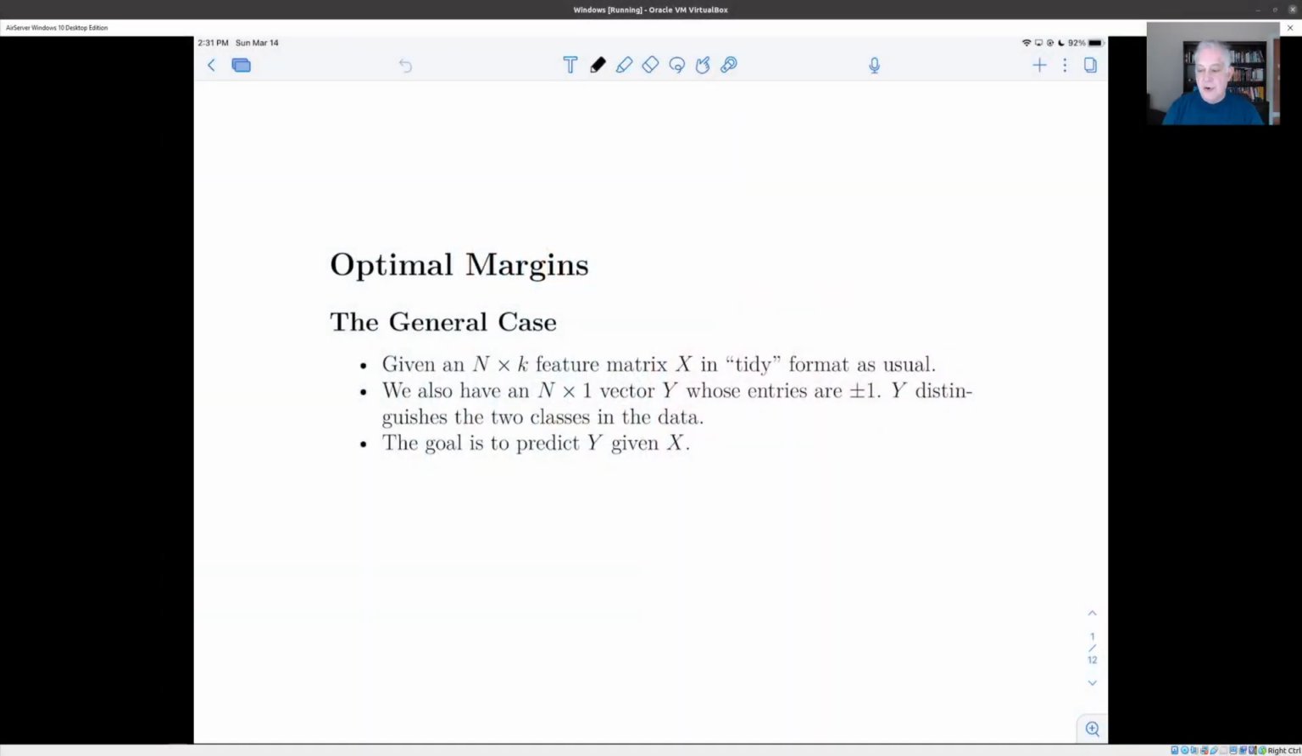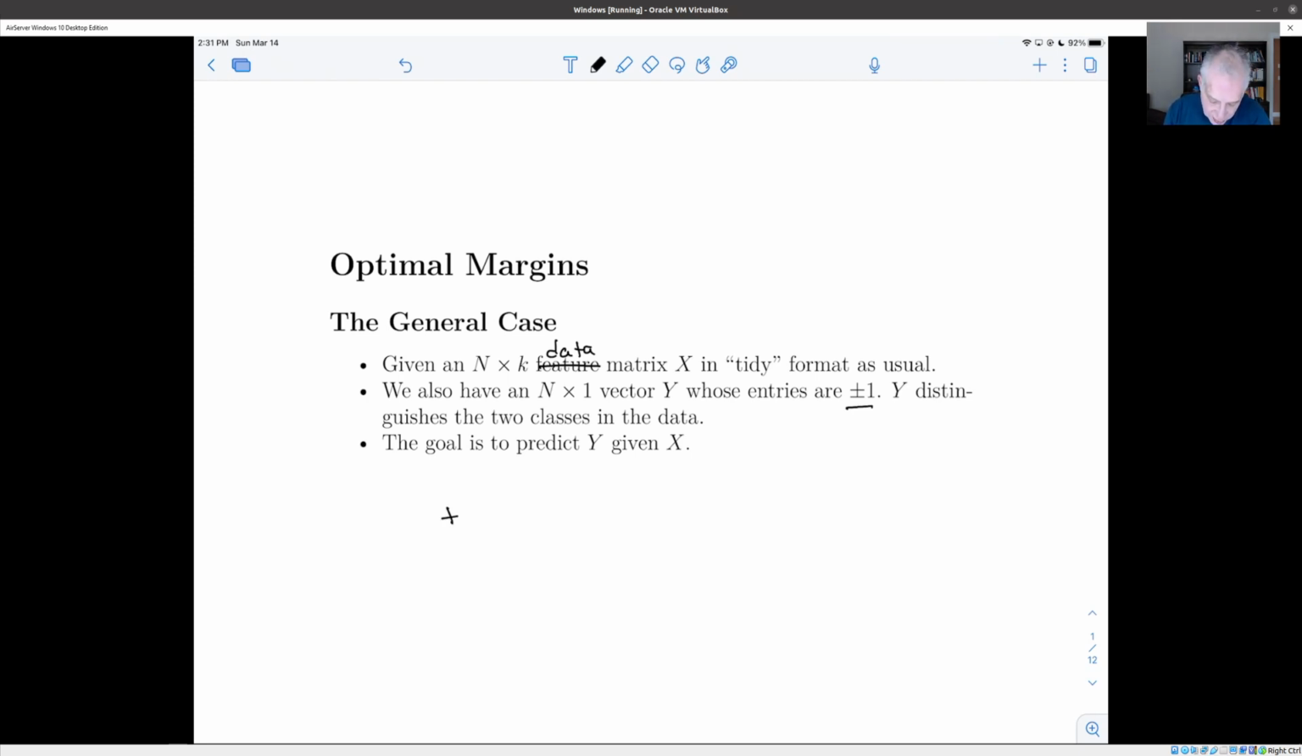So let's get started. We're in our standard situation where we have an n by k data matrix, the rows of which are samples. There are k features. We also have an n by 1 target vector y, whose entries are plus or minus 1, which distinguish the two classes that we're interested in. And we're dealing with a binary classification problem where we're trying to predict which class a particular data point ought to belong to based on the training data that we're given.